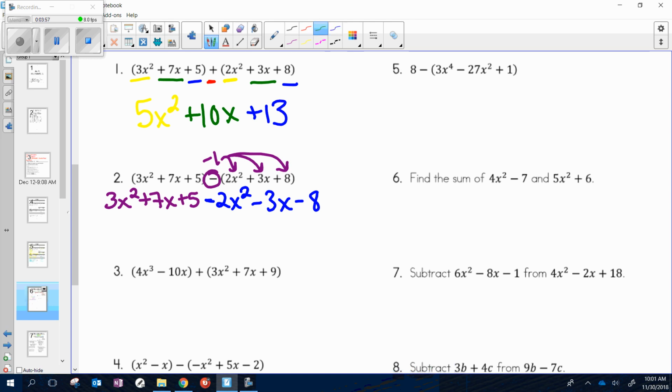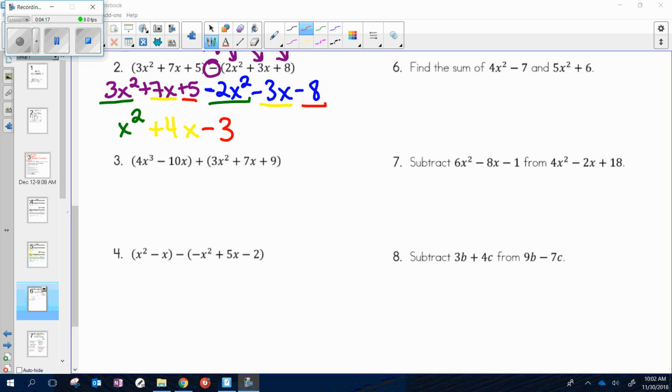Now we're going to do the second step, which is combine like terms. So 3x squared minus a 2x squared, that is x squared. 7x minus 3x is a 4x. And lastly, plus 5 minus 8 will give a minus 3. Now for question 3, I am just adding these two polynomials, so we don't need parentheses, and we can just combine like terms. There's no distribution needed.